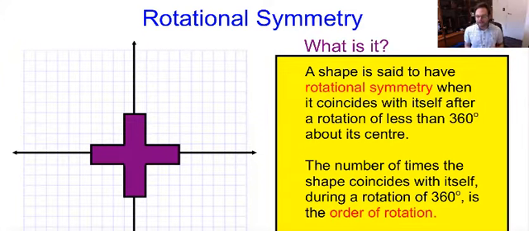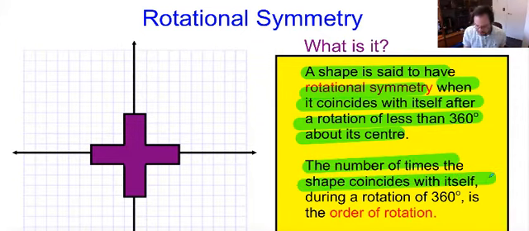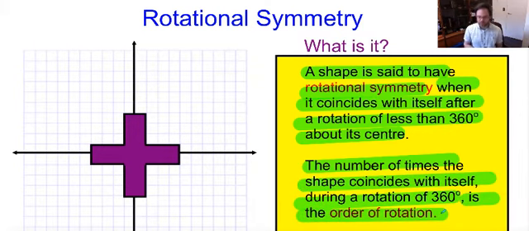A shape has rotational symmetry when it coincides with itself after a rotation of less than 360 degrees about its center. Now, we could do some calculations here to figure out what is the order of rotational symmetry. And that's another definition you must know. The number of times a shape coincides with itself during a rotation of 360 is the order of rotation.